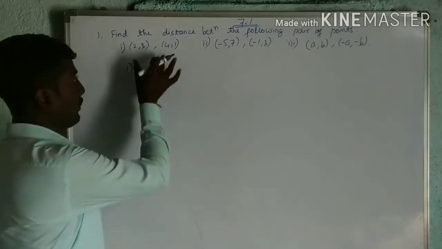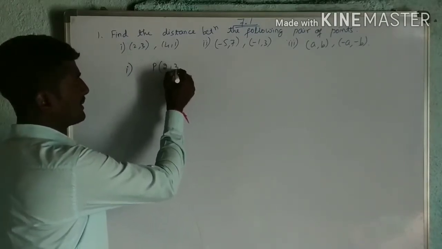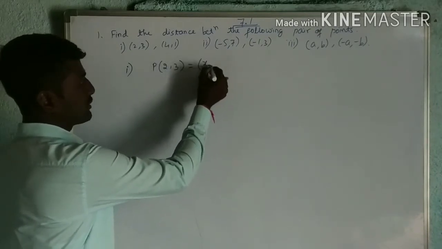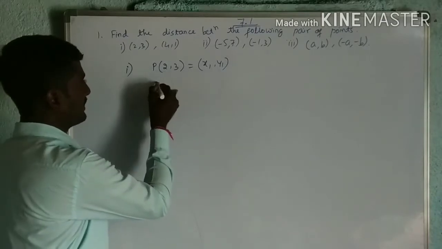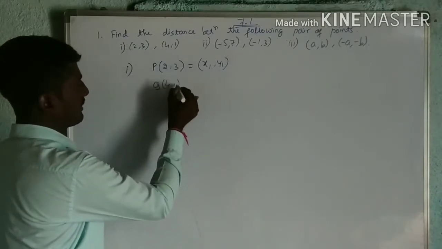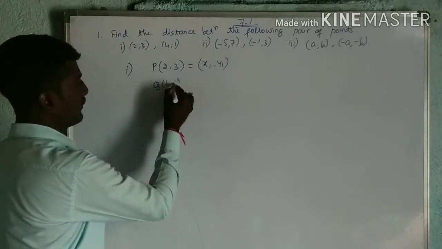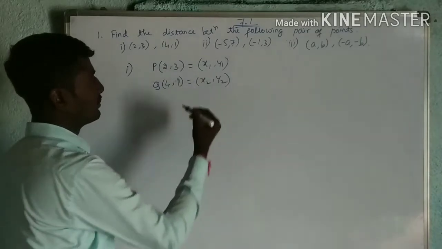I will take these 2 points. First point I will take as P 2 comma 3. I will take this as x1 comma y1. And second point, that is Q. That is what? 4 comma 1. I will take this as 4 comma 1. This as x2 comma y2.